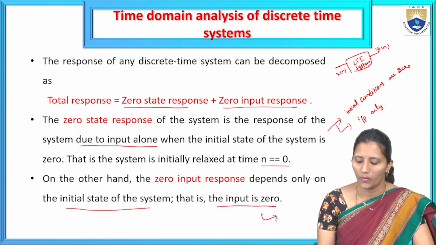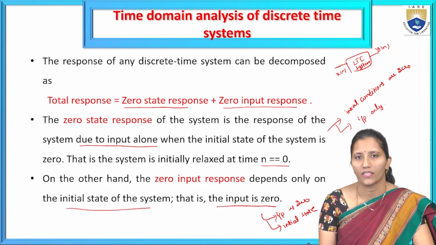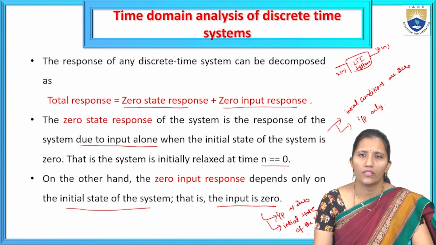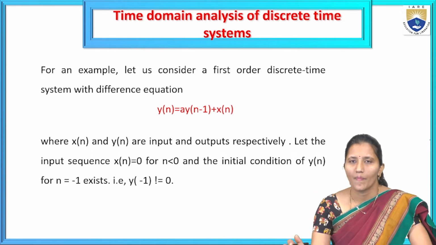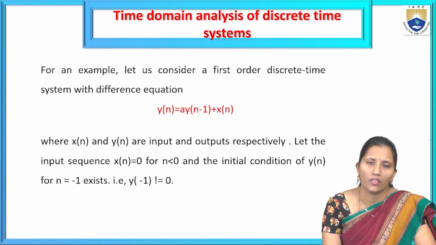So here the input is 0 and the response depends on the initial conditions, that is, the initial state of the system. The combination of the zero-state response as well as the zero-input response is known as the total response of the discrete time system. So for example, we are taking a first order difference equation here.